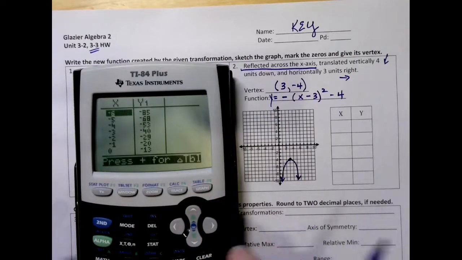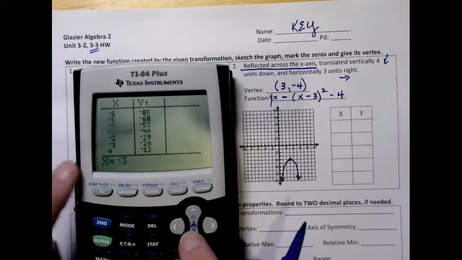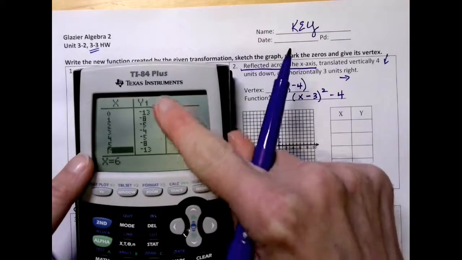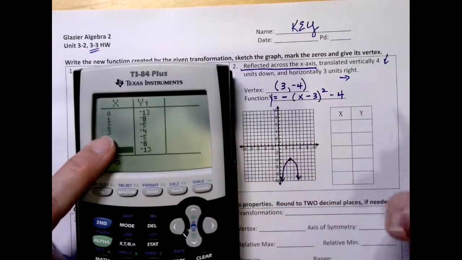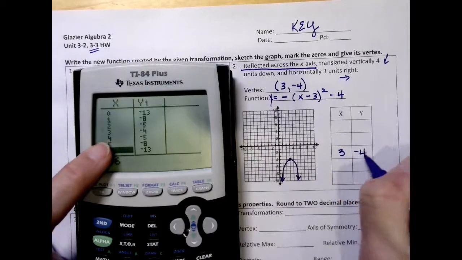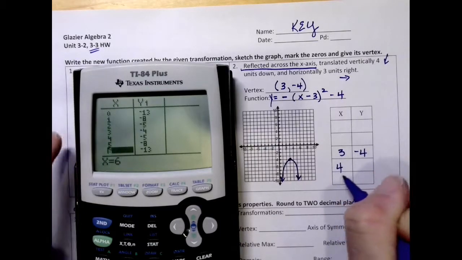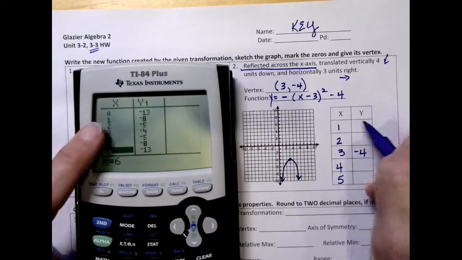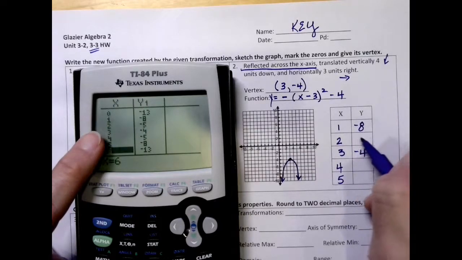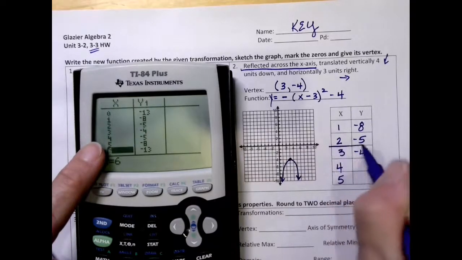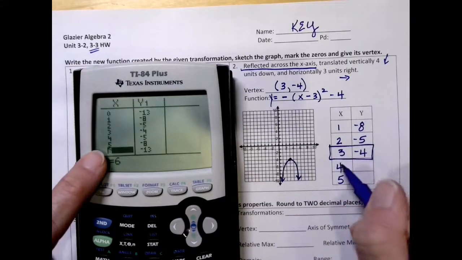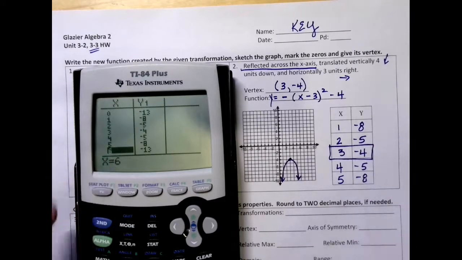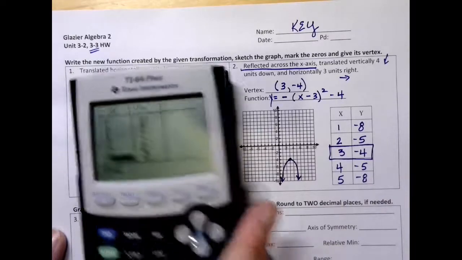Now you can do the same thing with Desmos. And I know I'm looking for a vertex of 3, -4, and I just love seeing this symmetry here. Here's my vertex of 3, -4, and I can go a value bigger and smaller in each direction. A 1 goes in, -8 comes out, a 2 goes in, -5. Here's my vertex here. 4 goes in, negative 5 comes out. 5 goes in, negative 8 comes out, and I can see that symmetry there.